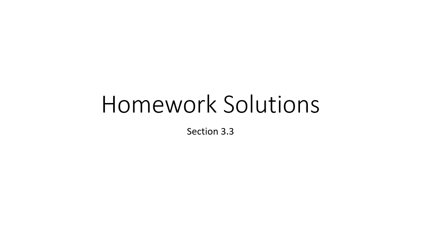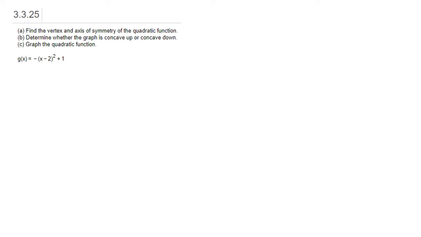Hello, we're going to work through the problems assigned out of section 3.3. First up, we're given g of x is negative, the quantity x minus 2 squared plus 1. We're asked to find the vertex and axis of symmetry of the quadratic function.